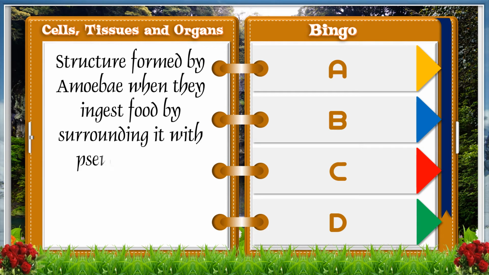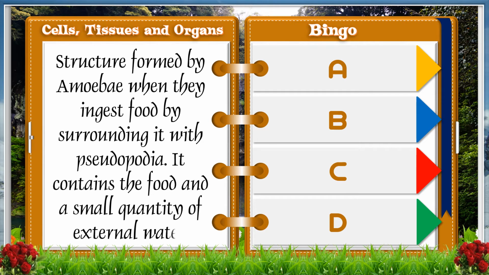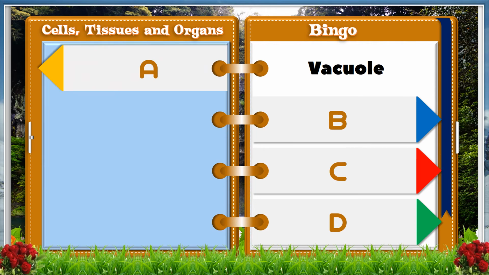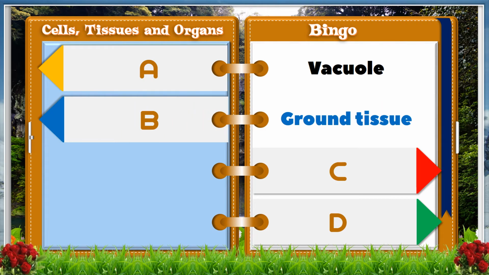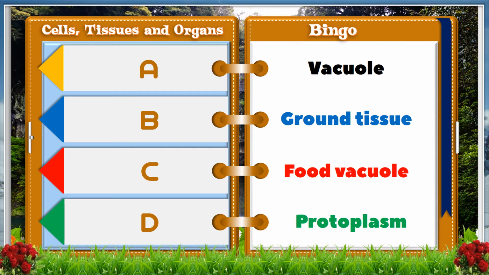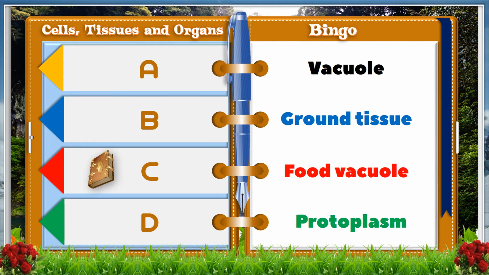Structure formed by amoeboid organisms when they ingest food by surrounding it with pseudopodia. It contains the food and a small quantity of external water. A. Vacuole. B. Ground tissue. C. Food vacuole. D. Protoplasm. And the answer is C. Food vacuole.